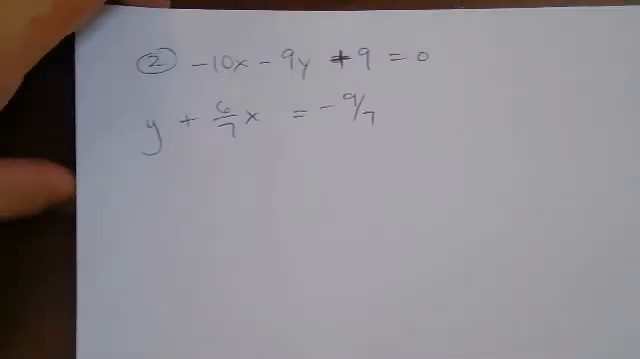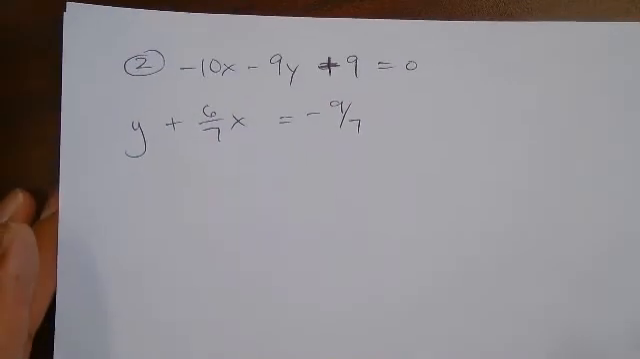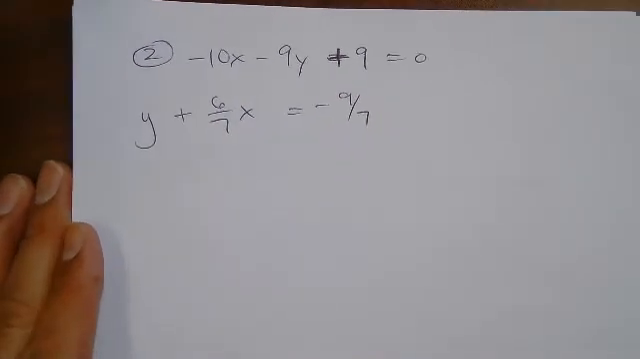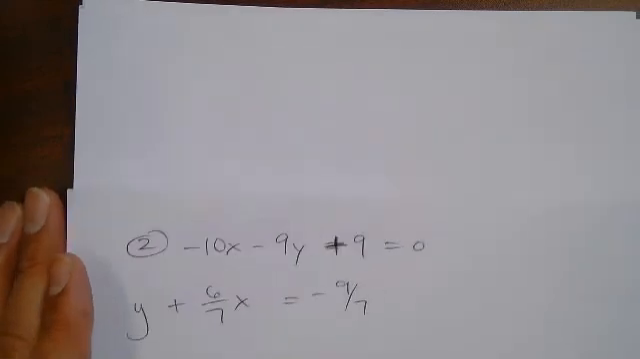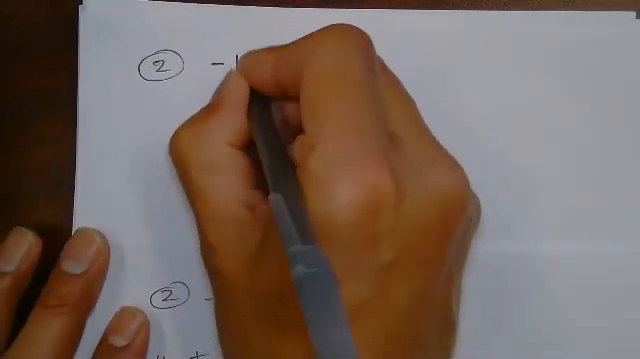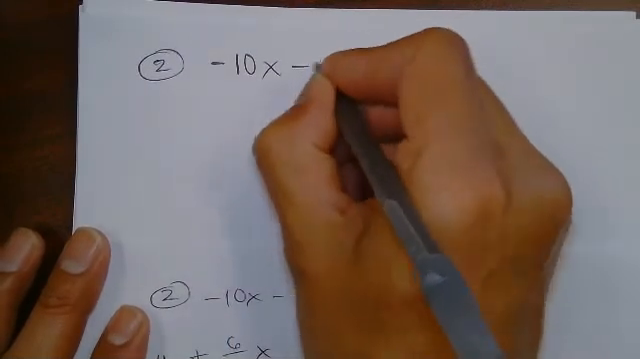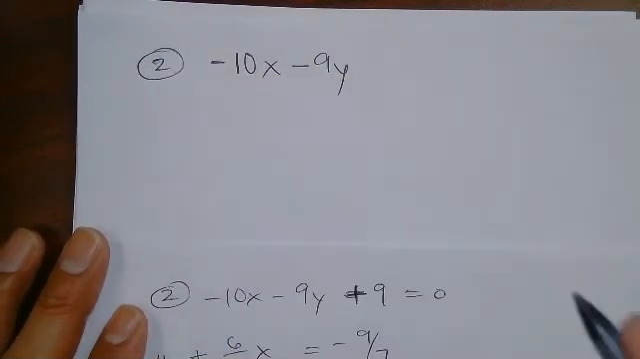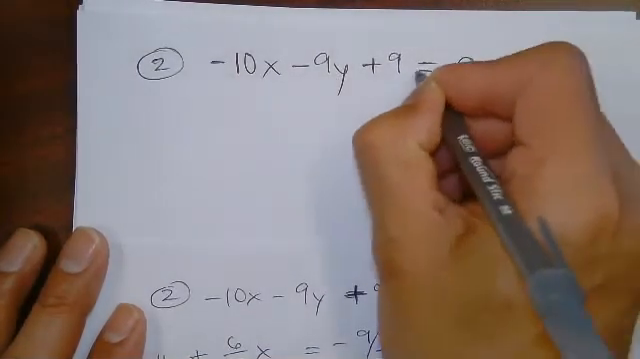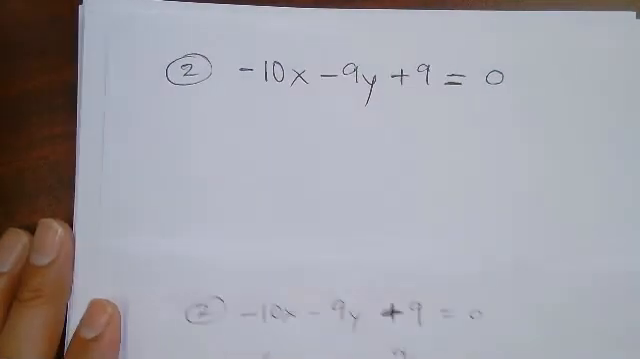Last one. I think you guys know what you need to do, right? But this one looks like, I'm telling you, they look intimidating because they're all over the place, and one of them's doing one thing, the other one's doing the other thing. This one, you know what? Let me rewrite it because that's pretty sloppy. Number 2, so that says negative 10x minus 9y plus 9 equals 0. That's the top one there.